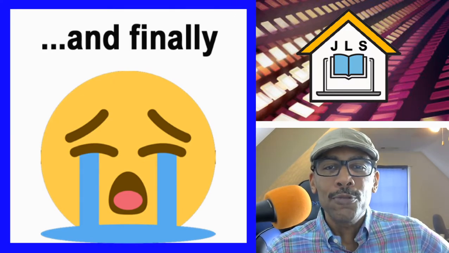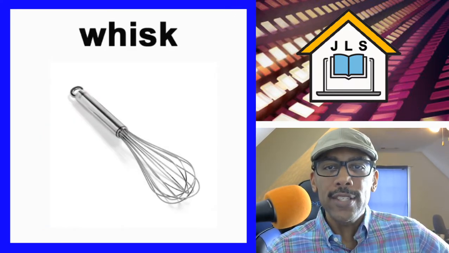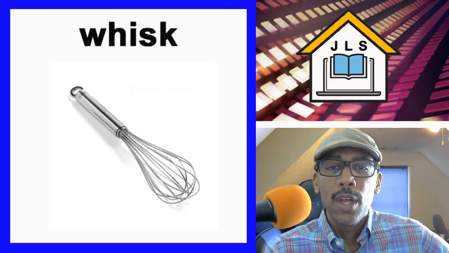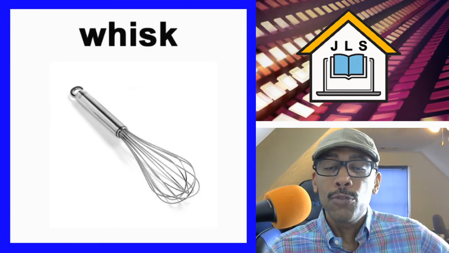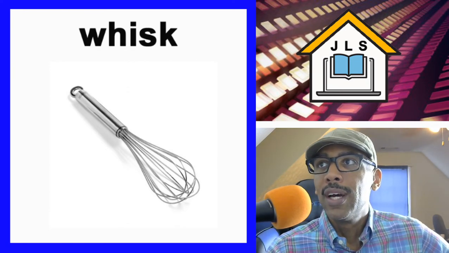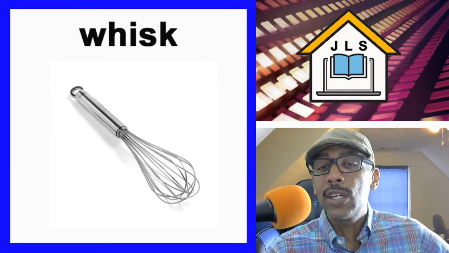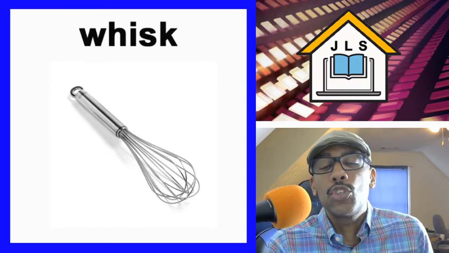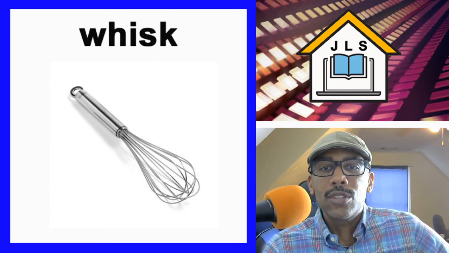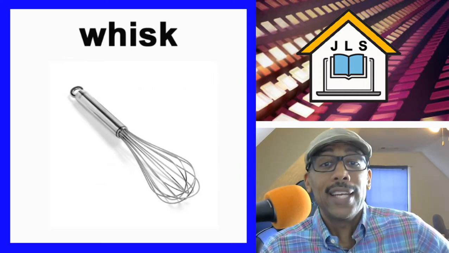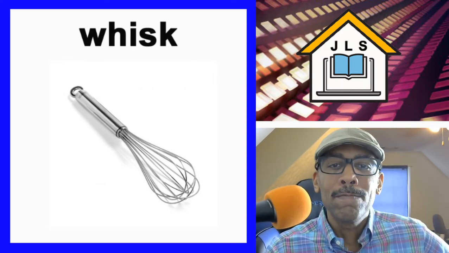And our last word for the day, a whisk. A whisk, used in the kitchen to mix different items, also used to beat eggs. A whisk, and you would use a whisk with a bowl, and really good cooks can use a whisk with a pan and they can do their thing, but a whisk is used to mix items together or beat items like an egg. All right.